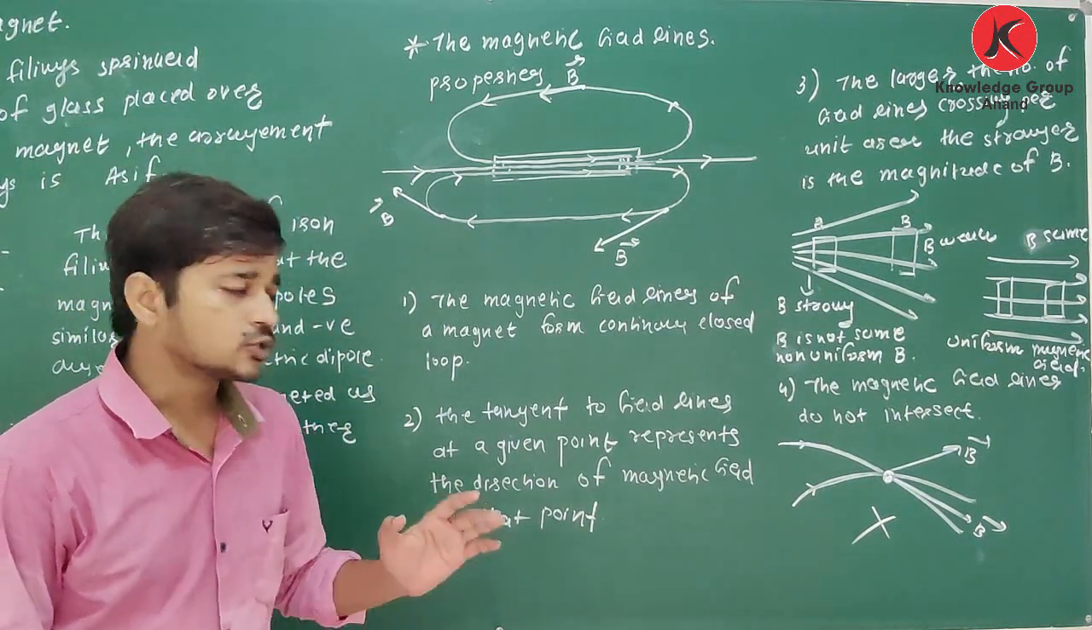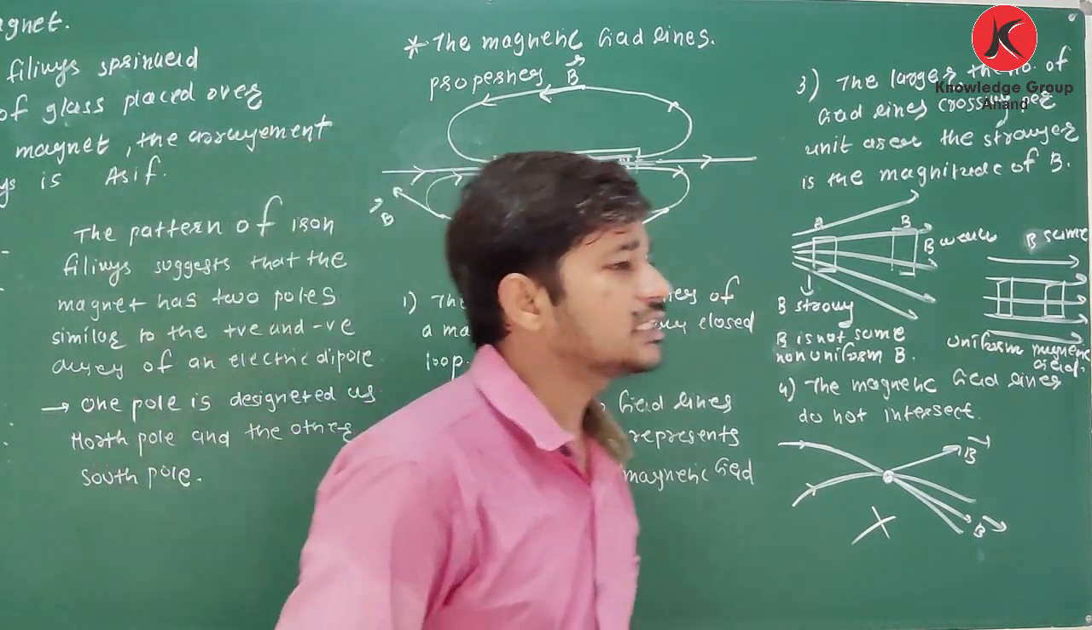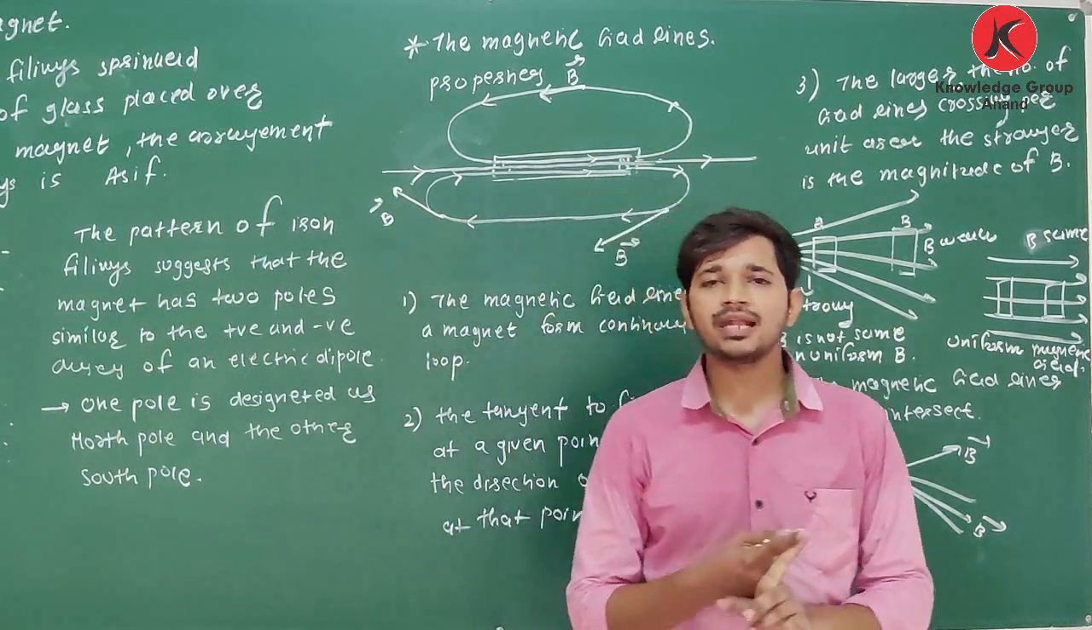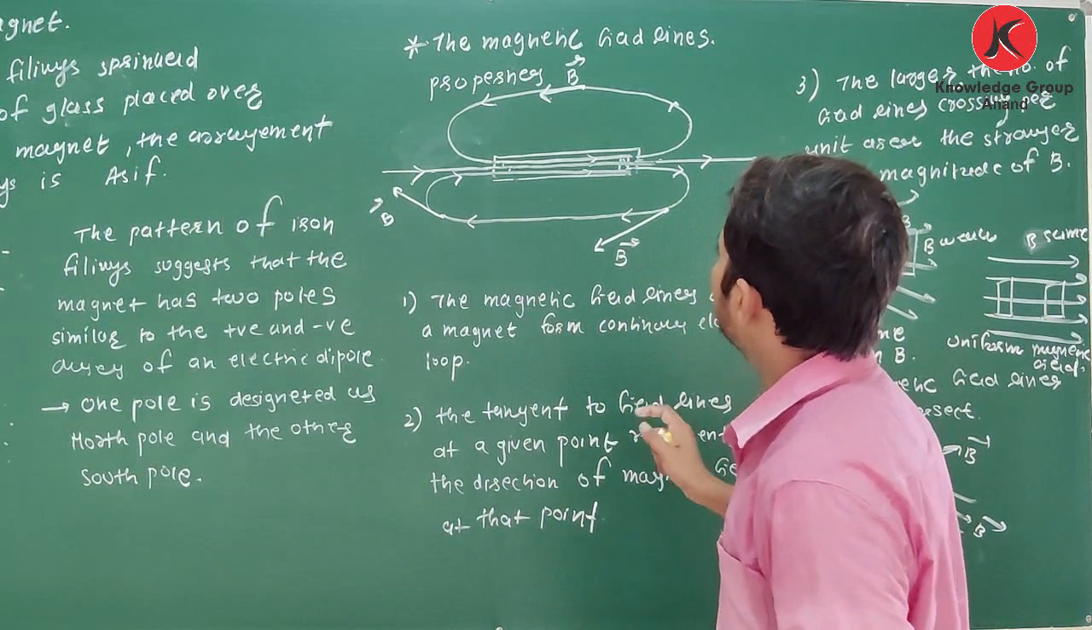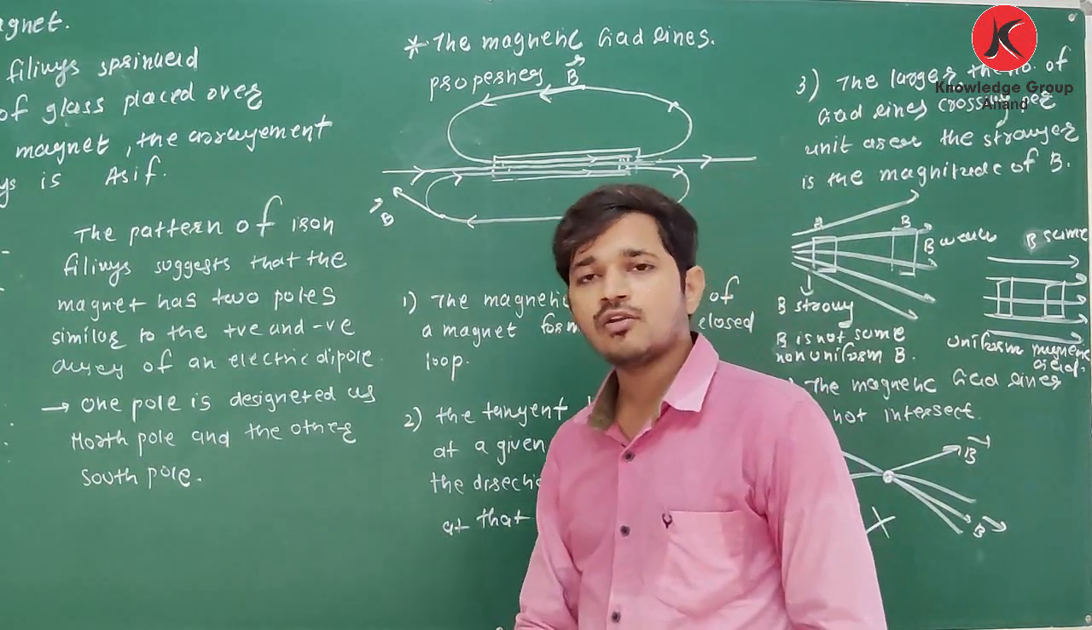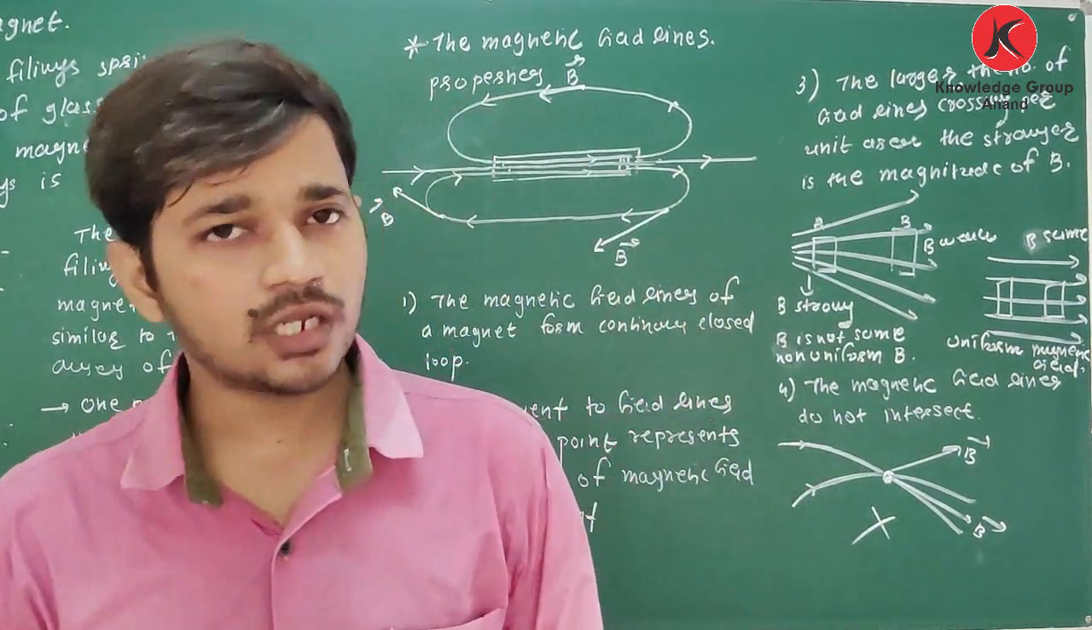Clear about this? So in this lecture we have studied some common points regarding magnetism, then the bar magnet, and then magnetic field lines and their properties. Clear about this?